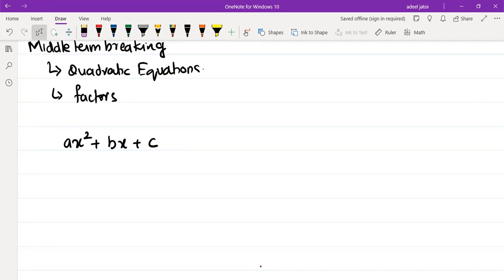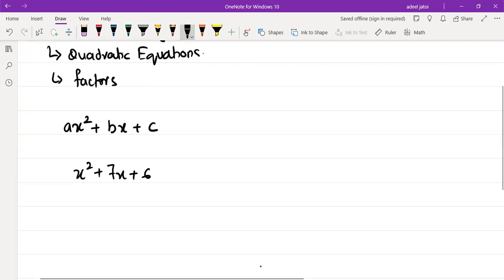Now, let's say I give you an example of a question. Your question is x squared plus 7x plus 6. So, what is the value for a? The value for a is 1. If there is no value, that means the coefficient is 1. Your value for b is 7 and the value for c is 6.